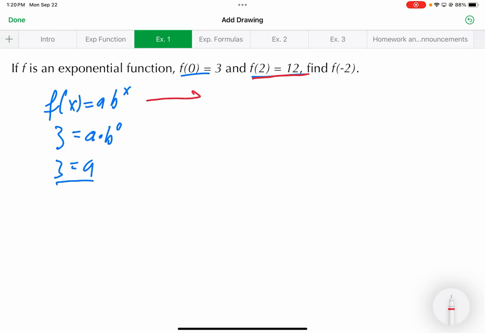So plugging into this model again, f of 2 equals 12, so 12 goes in for f of x. My a value is 3, and then we're going to multiply it by b to some value.